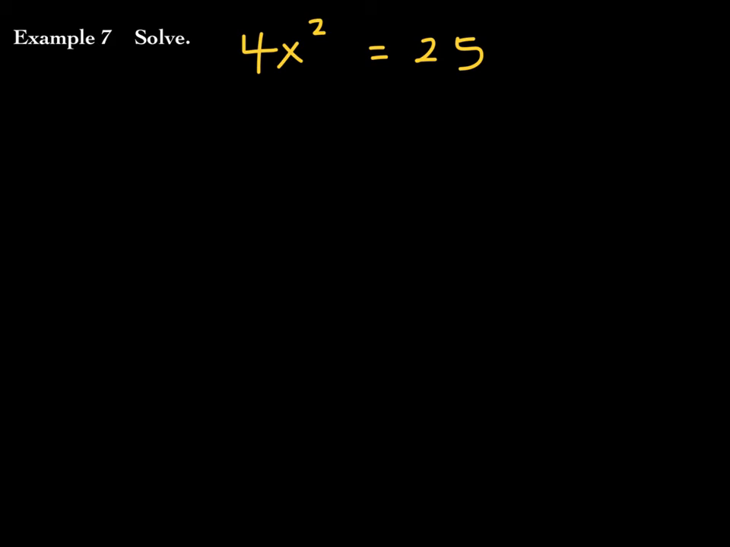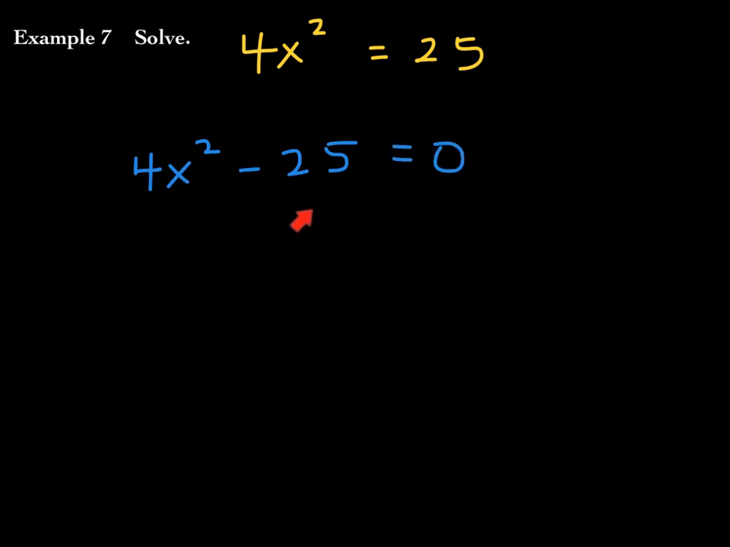All right, 4x squared is equal to 25. Now, what are you thinking here? What should we do first? I hope you thought, let's subtract 25 from both sides. Let's get this equation set equal to 0. All right, so now we have it equal to 0, and we want to factor.